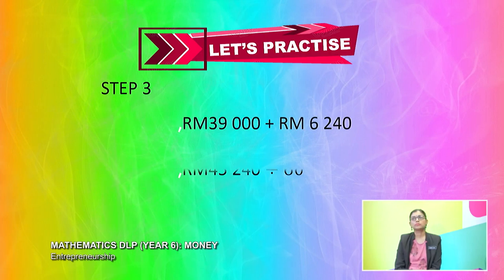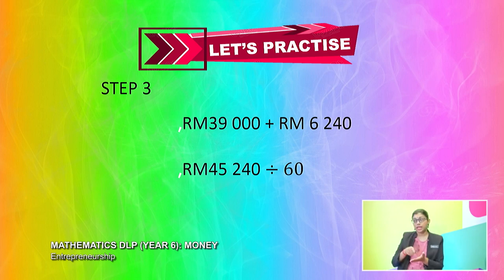Okay, step 3, we proceed with, we plus with the balance cash, that is 39,000, we plus with the interest, that is 3.2, okay? Yes. So it's about 45,240. And then we divide it by 60.